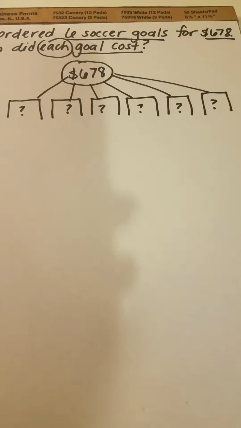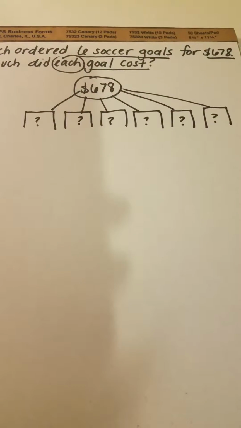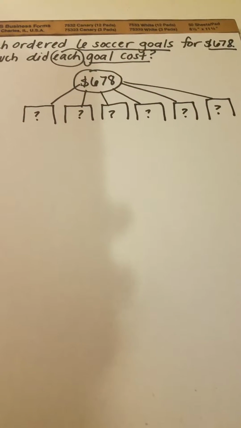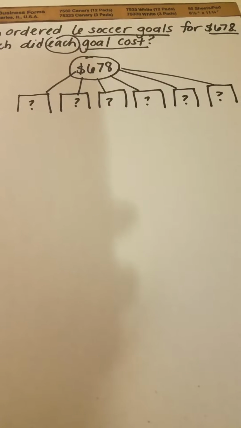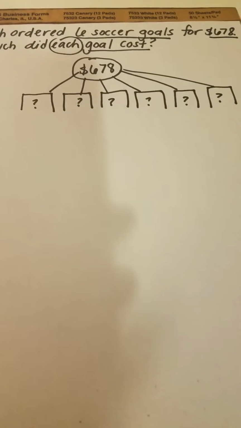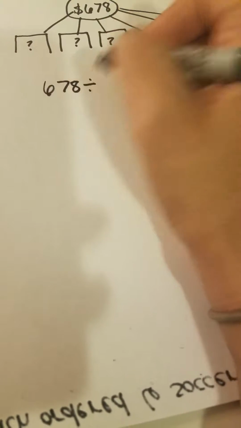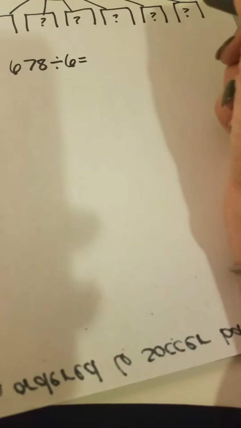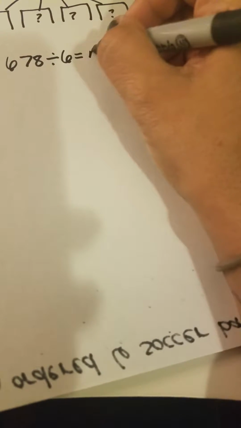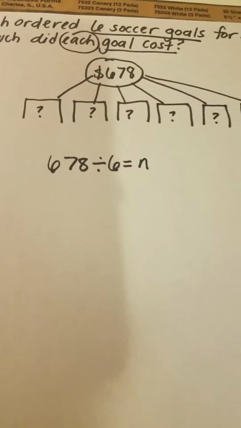Just by looking at the picture, I can already tell that this is a division problem, and this is why we draw pictures, boys and girls, to get an idea of what we need to do to solve. So I know that I have to take 678 and break it up into 6 parts. Notice I said break it up, which is the same as divide it up into 6 parts. So I'll be doing 678 divided by 6 equals some number, okay? How much did each goal cost? So let's just say n for the missing part. Okay, you guys know that in class we use a variable for the missing part.